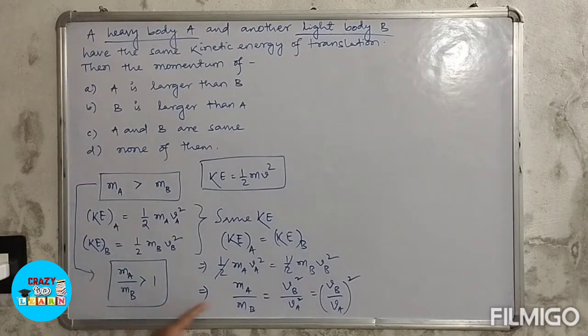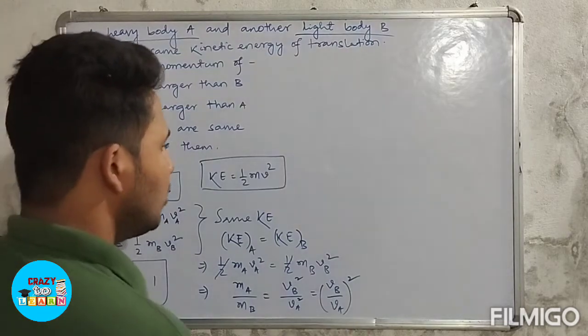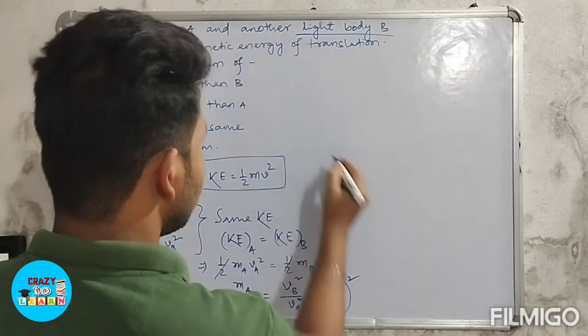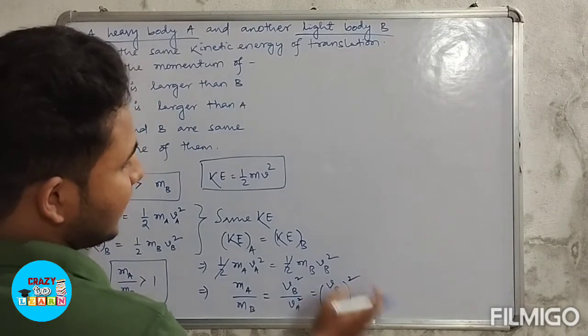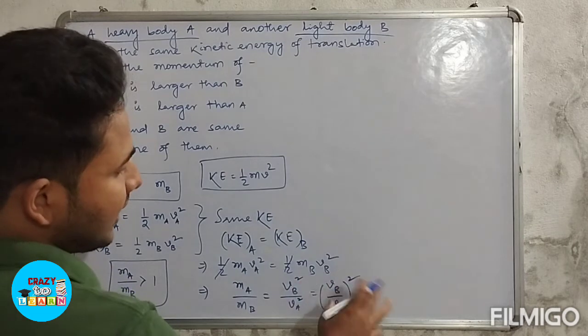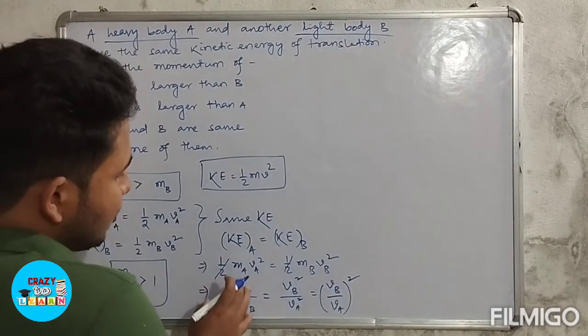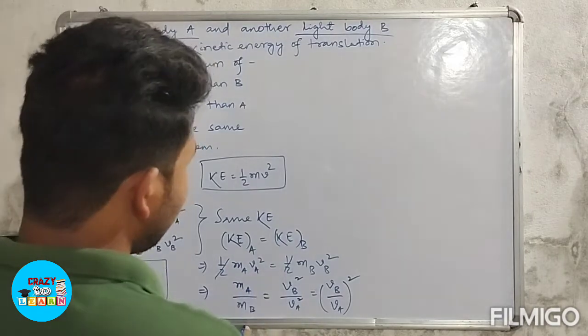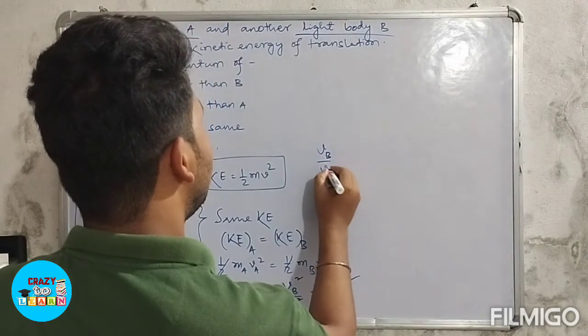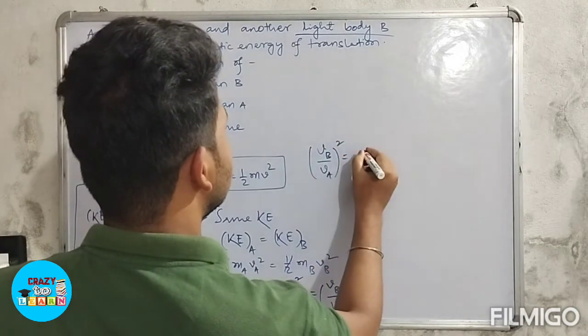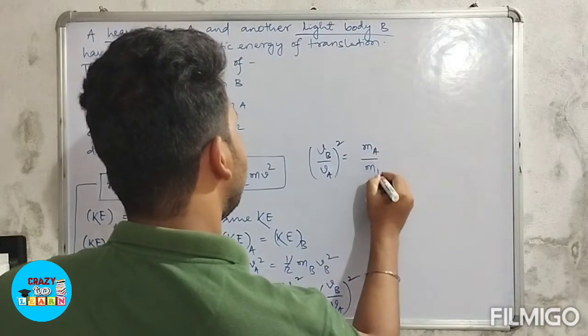Okay, MA by MB is equal to VB by VA whole square. I am writing the same thing in the opposite way: moving the right hand side things to the left hand side and the left hand things to the right hand side. So VB by VA whole square is equal to MA by MB.